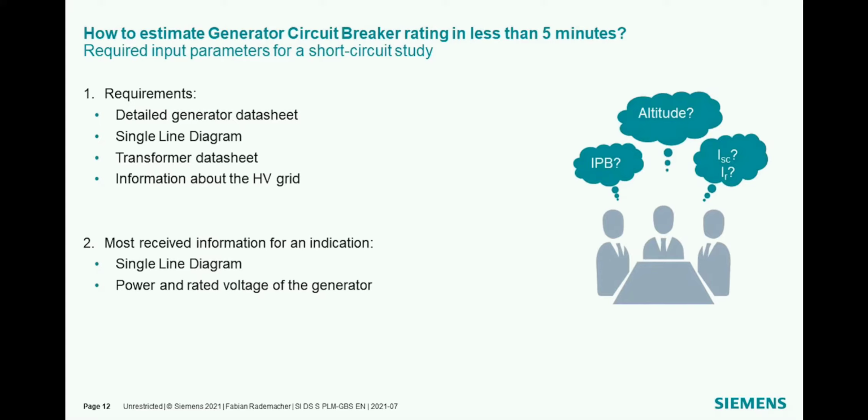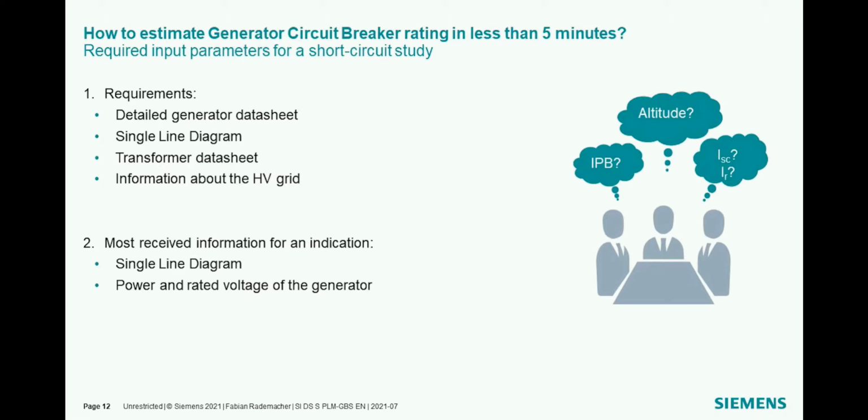These are the detailed generator datasheet. We need the single line diagram with the mode of operation. We need a transformer datasheet. And of course, we also need the information about the high voltage grid. So if we do not have this information, what should we do then? And especially in the very first beginning, where you only need an indication.